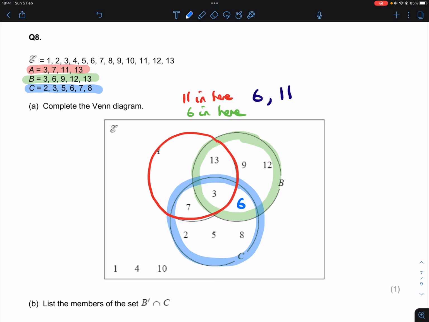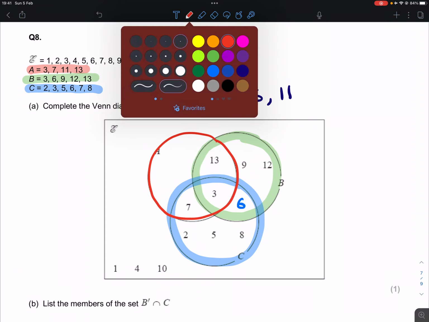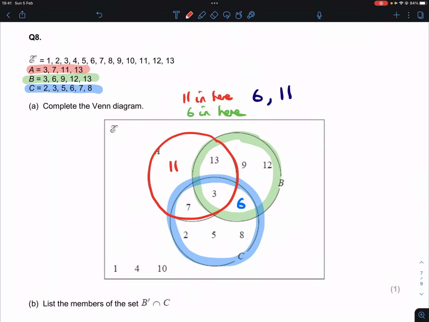And then 11. 11 did not feature inside B, so it's not in here. 11 did not feature inside C, so it's not in here. So in other words, 11 is not in the green circle, it's not in the blue circle, but it has to be in the red circle, making the only place for 11 to go here.